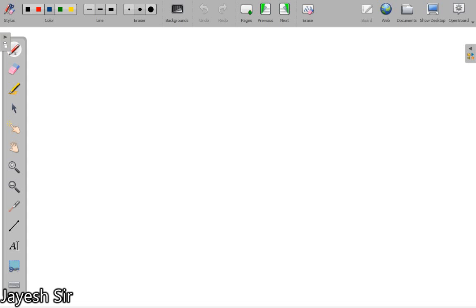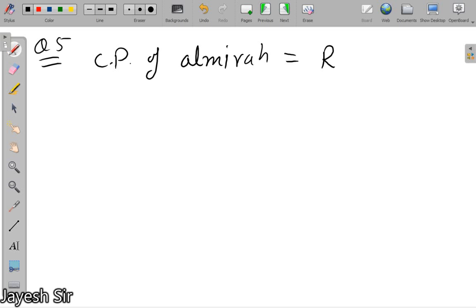Let us take question number 5. I am not writing question number 5 because it is quite lengthy and obviously takes a lot of time. I hope you have the book to see the question. I will read it out. A shopkeeper bought an almirah from a wholesaler for rupees 4500. That means the cost price of the almirah is equal to rupees 4500.